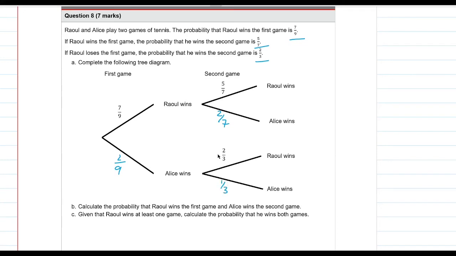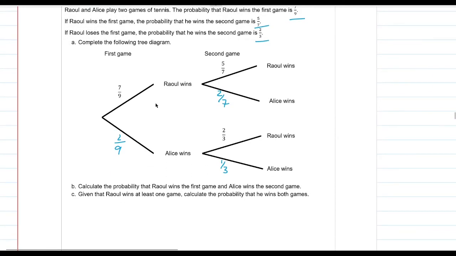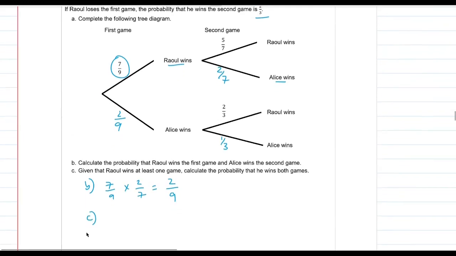Now B, calculate the probability that Raoul wins the first game and Alice wins the second game. So Raoul wins the first game and Alice wins the second game. So for this, we just need to multiply their probabilities together. So that's 7 on 9 times 2 over 7, which will be 2 over 9.